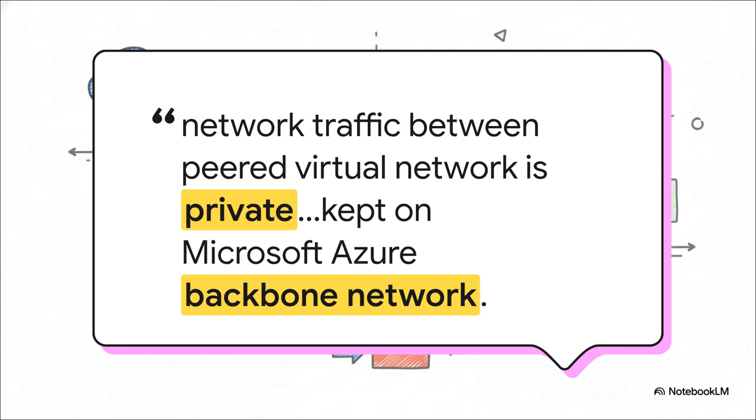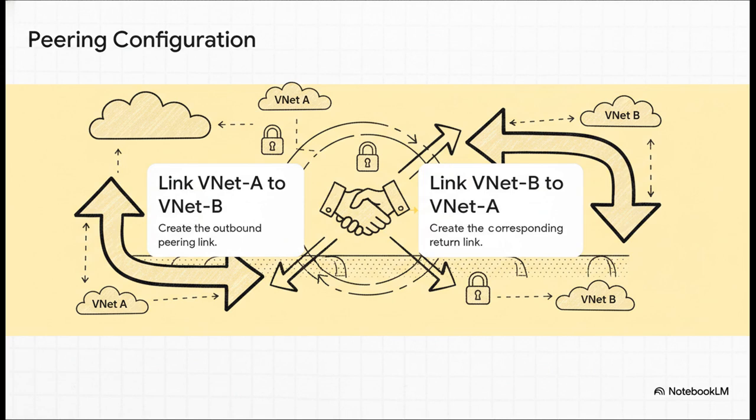And here is the absolute best part. That connection, that tunnel, is completely private. All the data flowing between those peered VNets stays on Microsoft's own super-fast global backbone network. It never ever goes out onto the public internet. That means you get incredible speed and security by default. It just works.